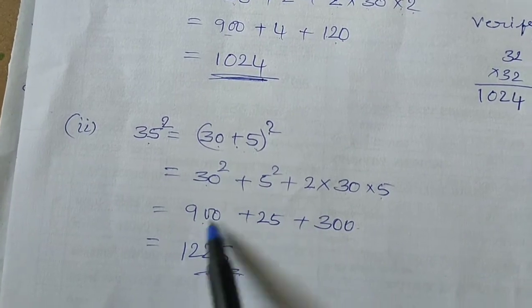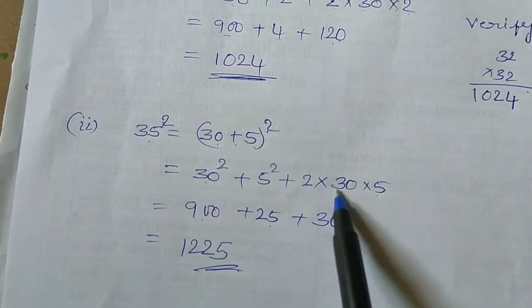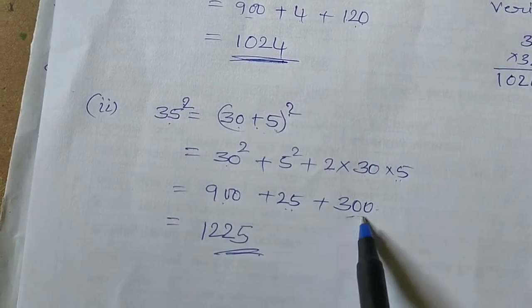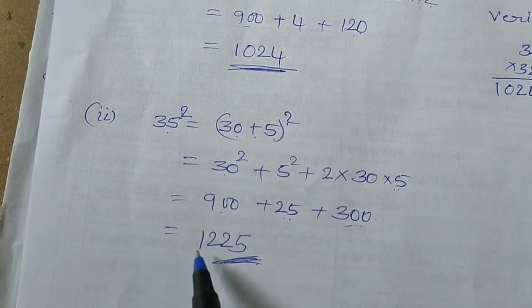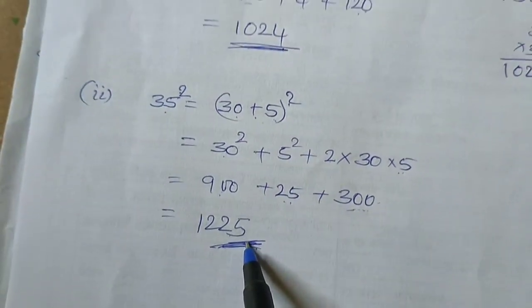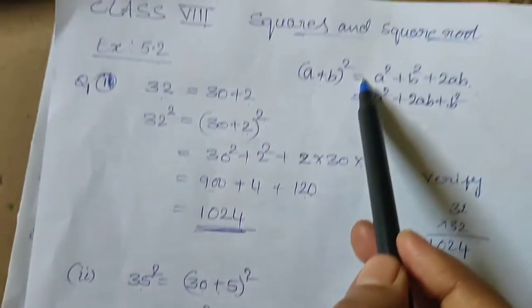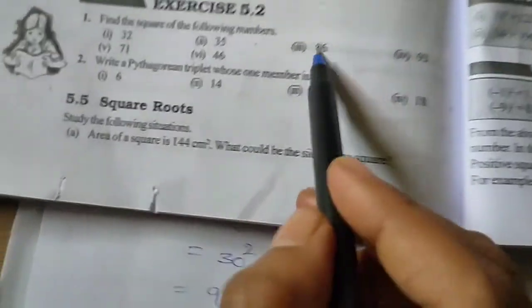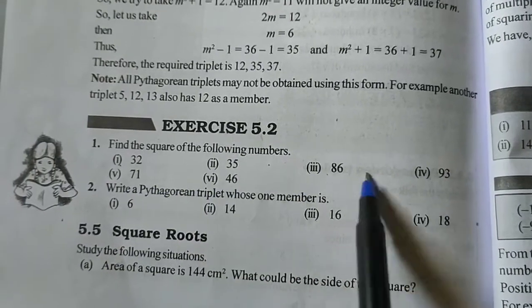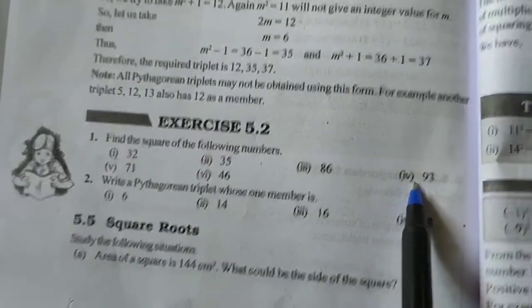30 square is 900, 5 square is 25. Multiply these 3 numbers, we get 300. Now add these three numbers, that is what? 1225. Students, you can apply this formula and find other problems, third, fourth, fifth and sixth. These four problems are homework problems.